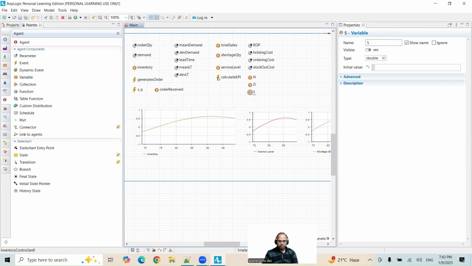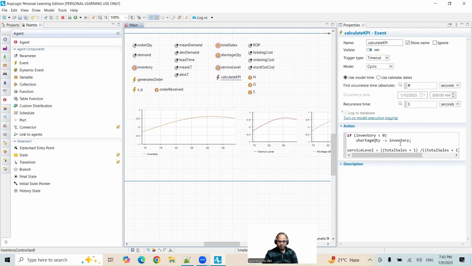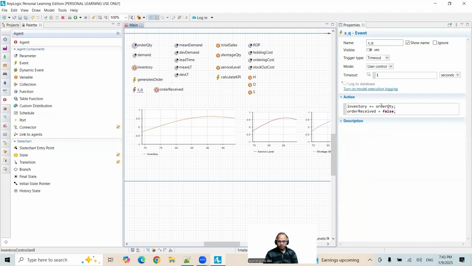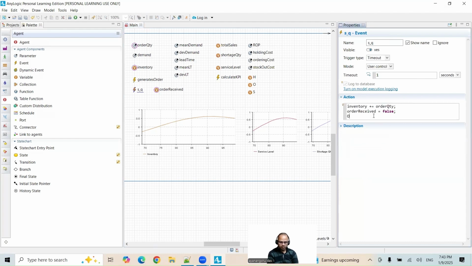We'll calculate the holding cost based on the amount of inventory. So we'll say that H is equal to the inventory by 2. So this is the way the holding cost is being calculated, which is the inventory by 2 multiplied by the holding cost. And then we will calculate the order cost when the order is fulfilled. So here we will say that O is equal to the ordering cost. And the shortage cost we will calculate at the end.